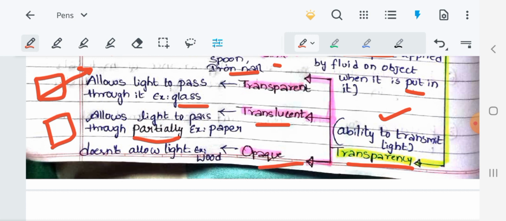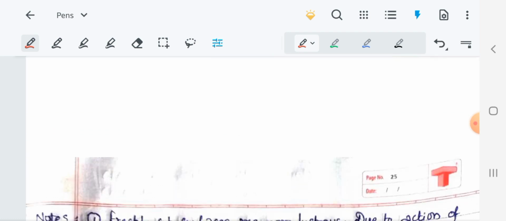Now, what are opaque objects? With wood and similar materials, you can't see what is on the other side, because they do not allow light to pass through them. So these are called transparent, translucent, and opaque objects, with examples.